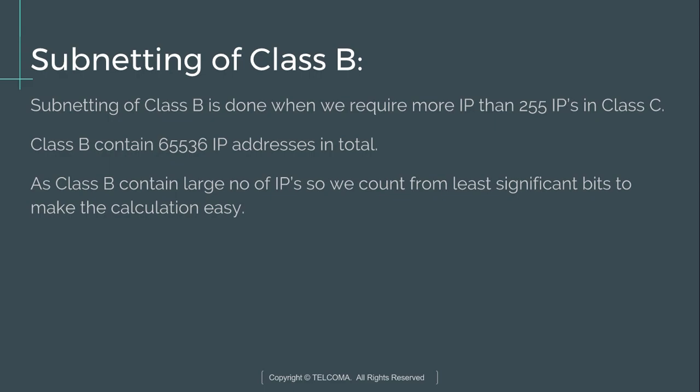Why do we require the subnetting of class B, as we have done the class C subnetting? As we know, class C contains only 254 IP addresses in total. But as we require more IP addresses in the network, we will go with the subnetting of class B. Class B contains 65,536 IP addresses in total. As class B contains a large number of IP addresses, to make the calculation easy we will start counting from the least significant bits, the last bits that we borrow from the host bits to the network bits.